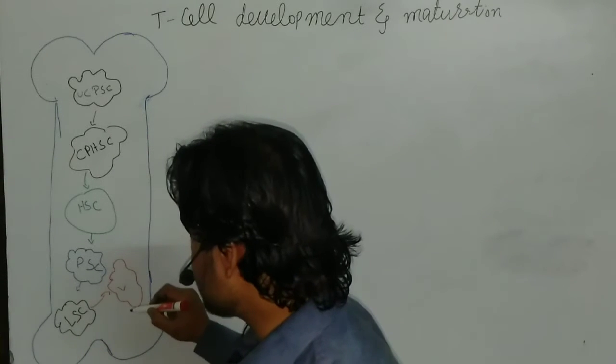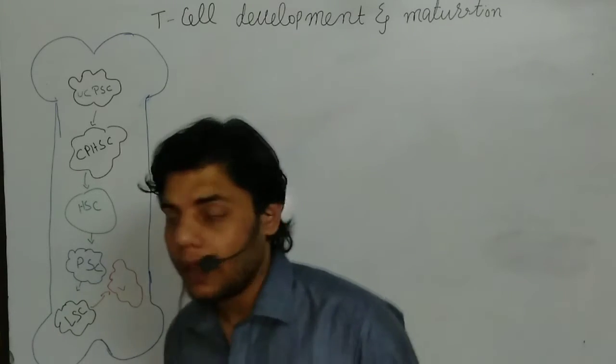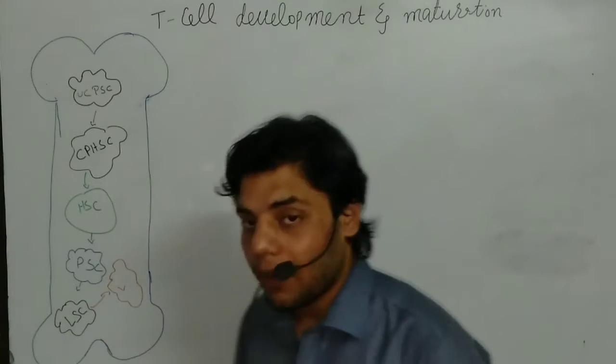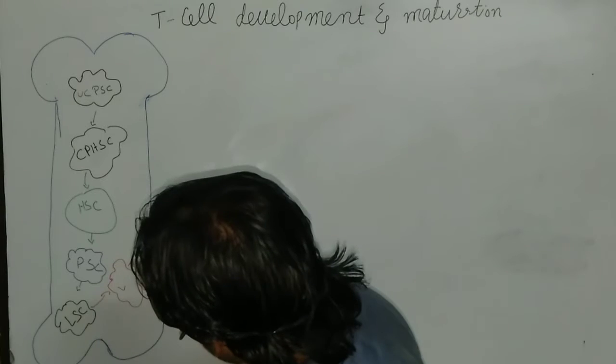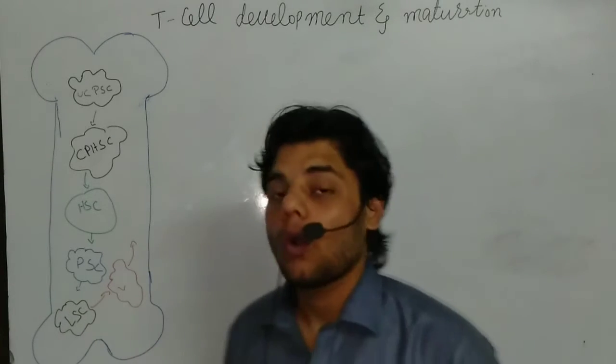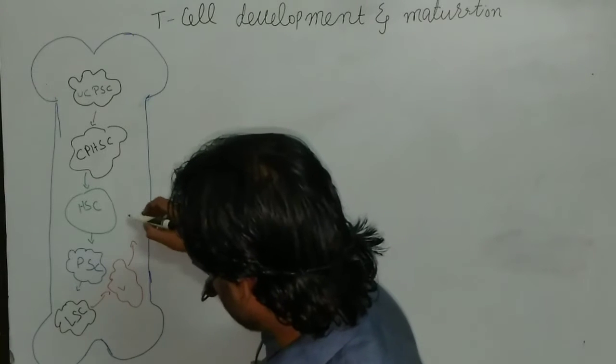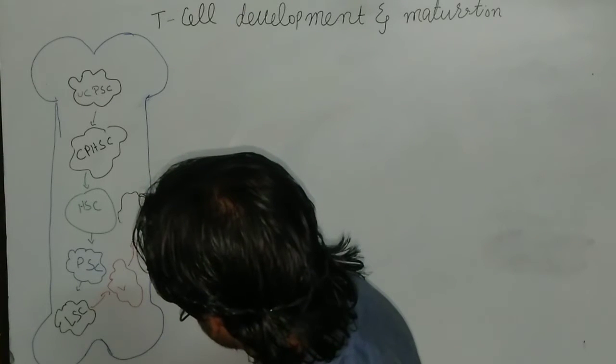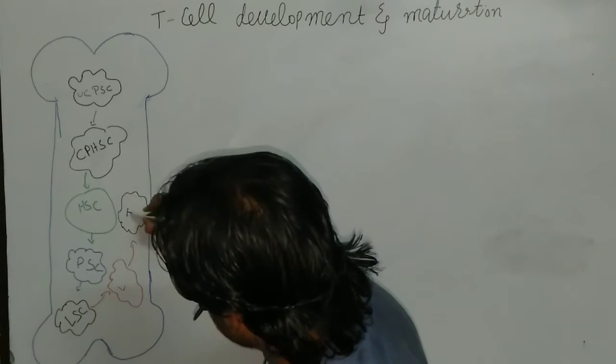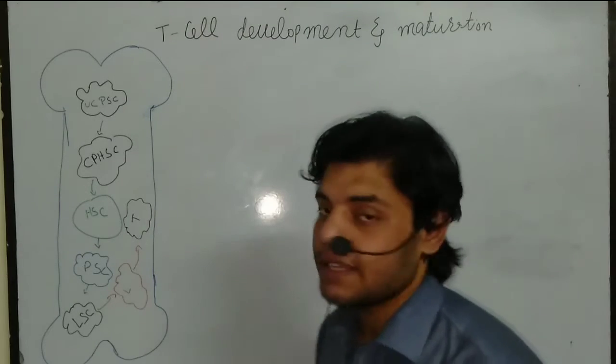Then this lymphoid stem cell will be converted into lymphoblast, or we can say lymphoid. And finally from this lymphoid or lymphoblast we get the T cell. So let's suppose this is the T cell. So finally we get the T cell.